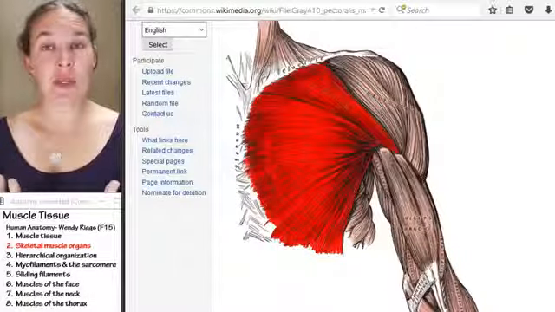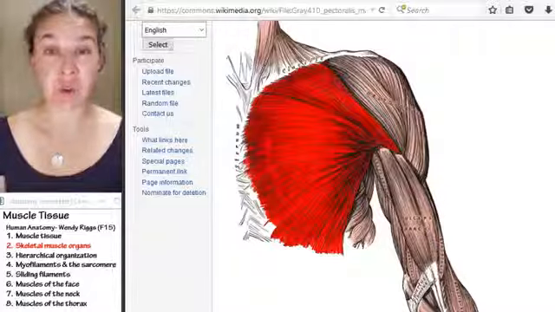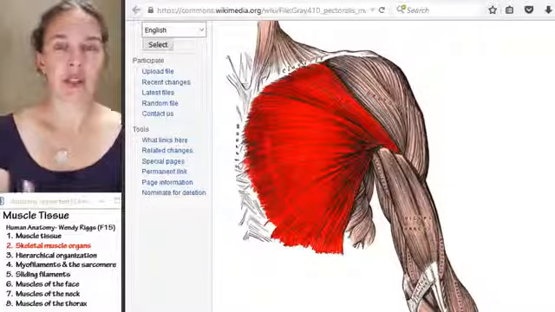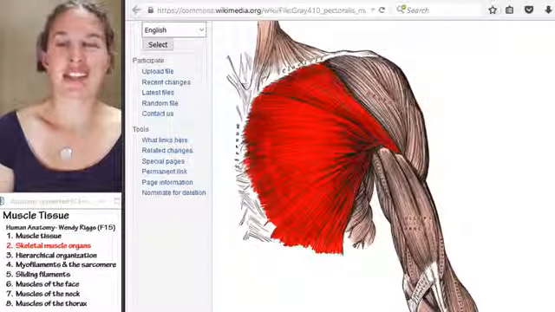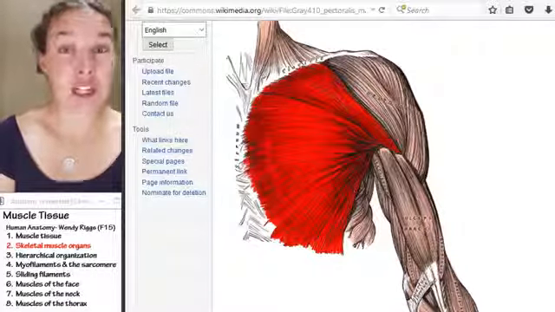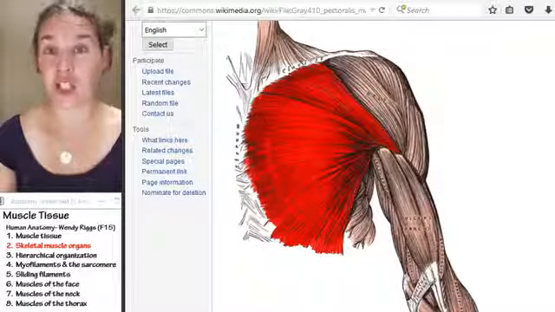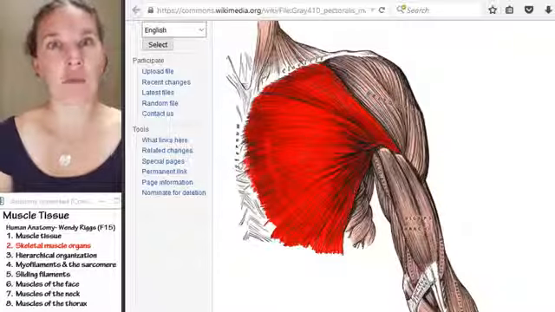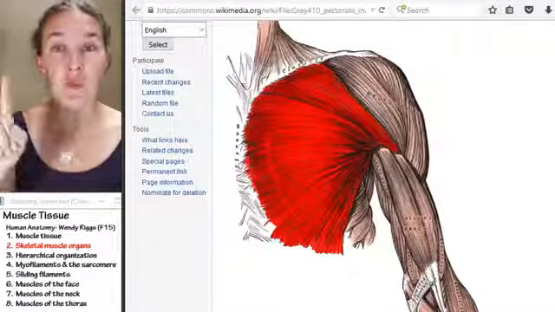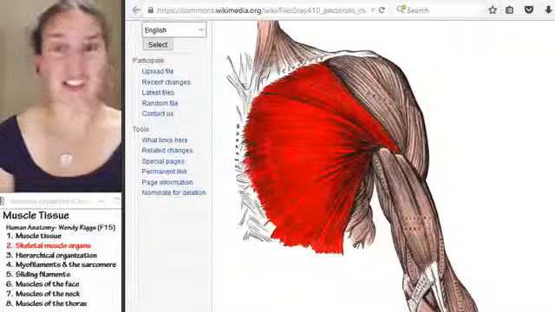Now, skeletal muscle tissue is one component of a skeletal muscle organ. We know that the definition of an organ is a structure that is composed of many different kinds of tissues that all work together for a common function. A skeletal muscle organ is composed of multiple different kinds of tissues, the primary one of which is skeletal muscle tissue.